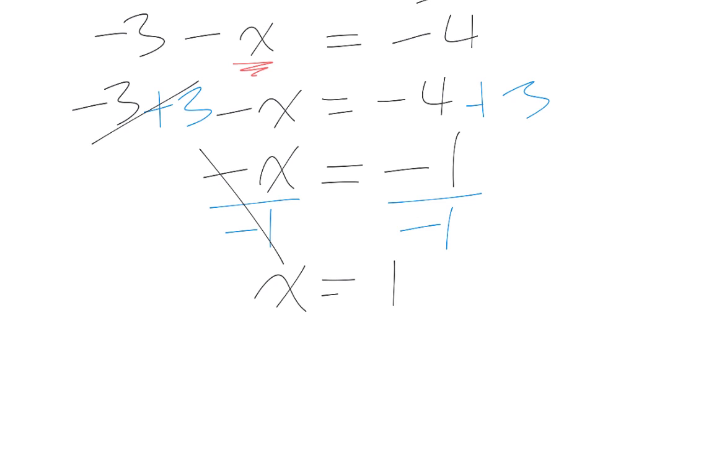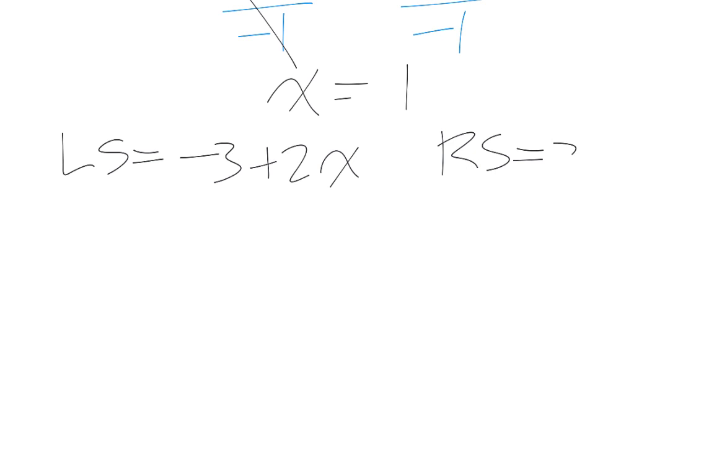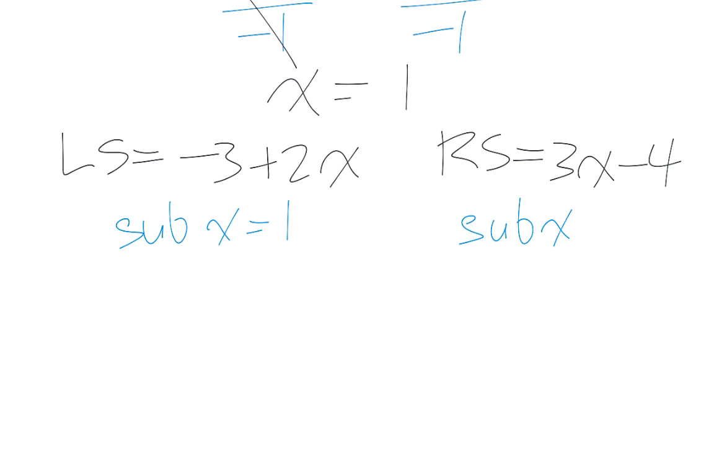We need to check to see if x equals 1 is correct, which means we're going to have to do a left side equals right side check. The left side of the equation is equal to negative 3 plus 2x, and the right side of the equation is equal to 3x subtract 4. So I'm going to substitute in x is equal to 1, which means I'm going to replace the variable of x with 1 in brackets.